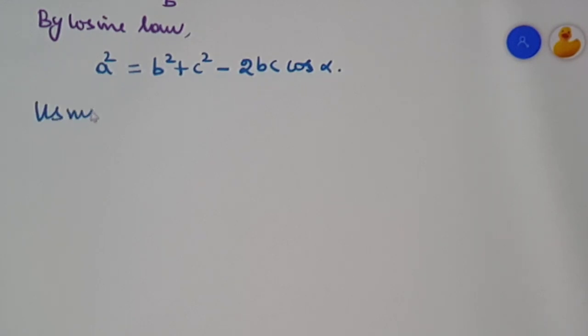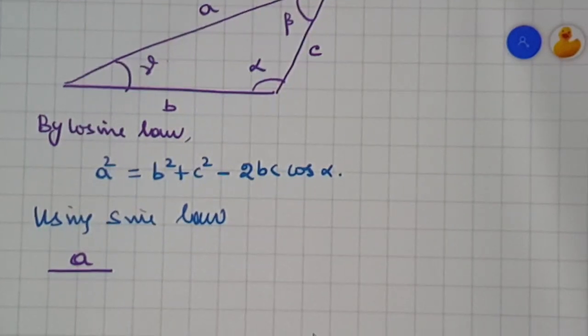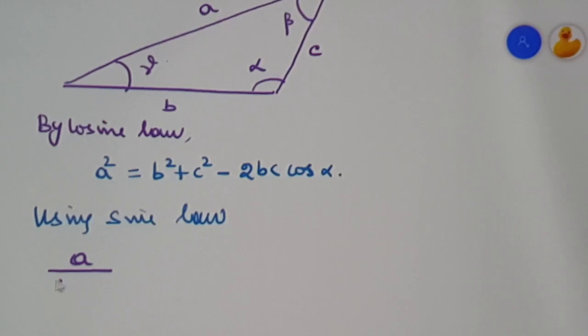So I can write using the sine law. Look at the diagram; you should have drawn it in your notebook. Consider the side A, and the angle opposite to side A. Look at the diagram: opposite to side A, you have alpha. So I can say A divided by sine alpha is equal to, considering another side B, opposite to side B is beta.